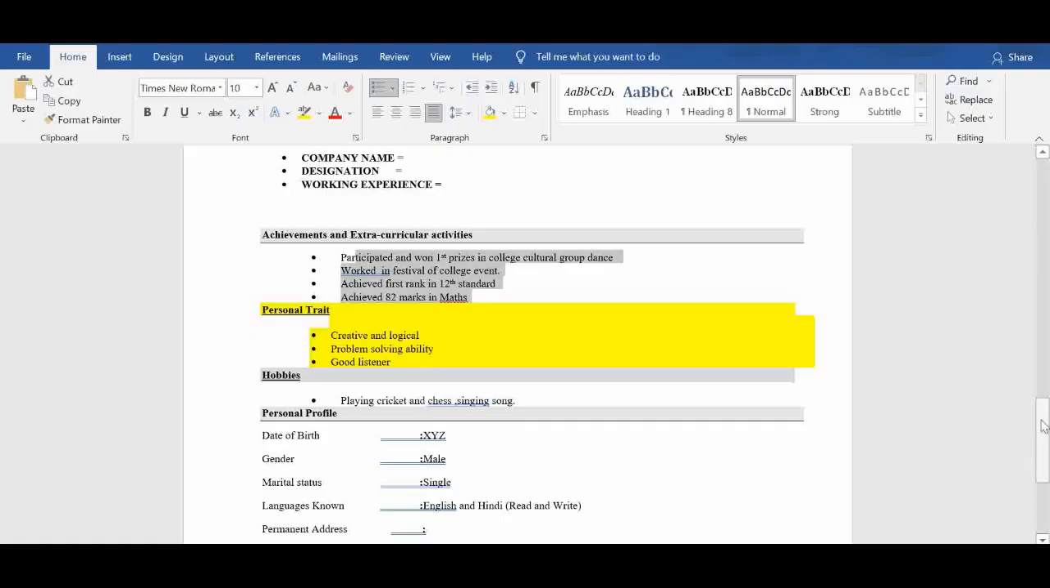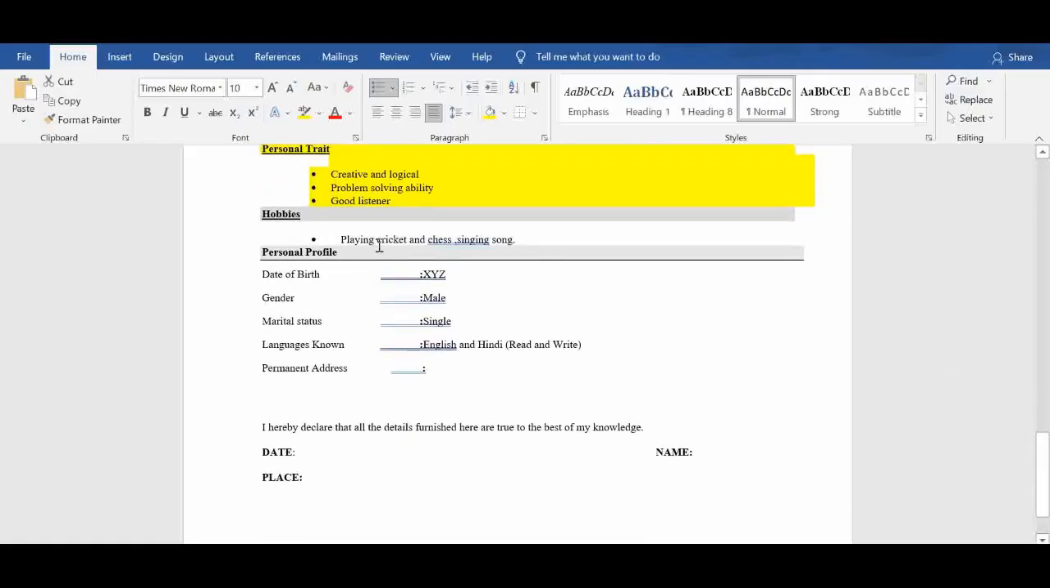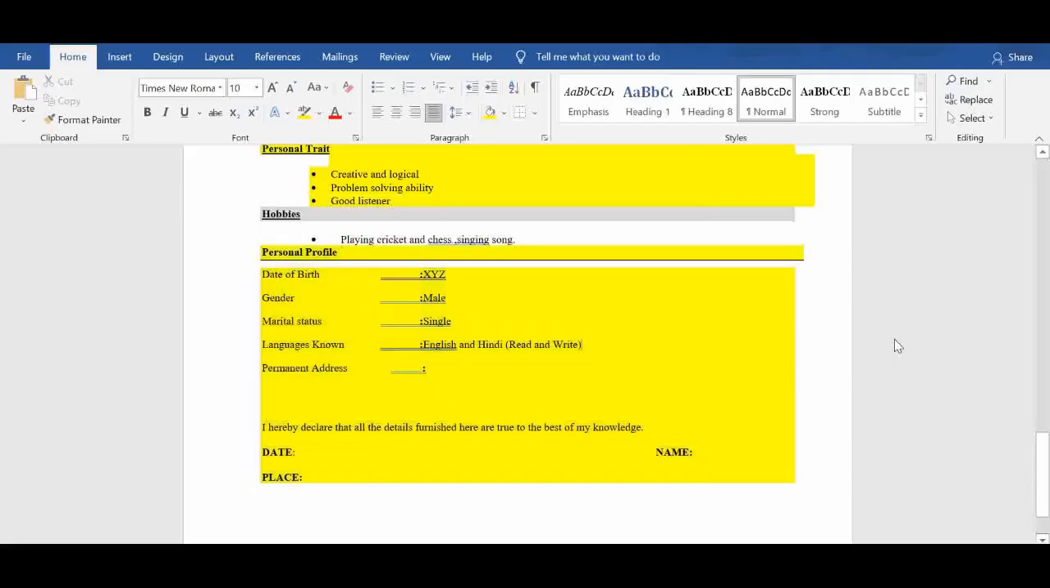You can put hobbies in this same section. Mentioning similar fields again and again is simply wasting the space. And then the personal profile, all this information can be done away with. You need not mention it in the CV. No company is going to go through all this, and so much space he has wasted here.